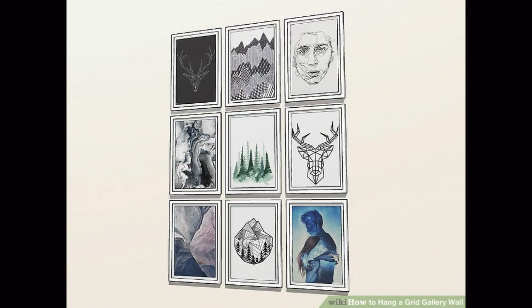Remove any remaining pieces of painter's tape and erase any hash marks you made on the wall. Tilt individual pieces that hang unevenly by sliding them gently on the wall.